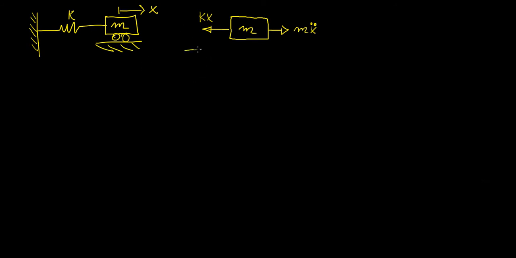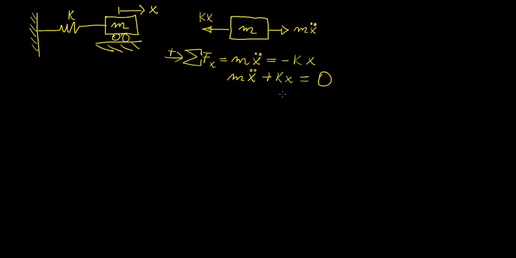Now, according to Newton's laws, we can say that the sum of the forces in the x direction is going to be equal to the inertial force, or the net force on the body, which is just mass times acceleration, and this is going to be equal to whatever forces are acting externally. In this case, it is negative because it is going to the left. The next thing is we can write this equation in the form m x double dot plus kx equals 0. So immediately we notice that this is a second order homogeneous linear differential equation with constant coefficients.